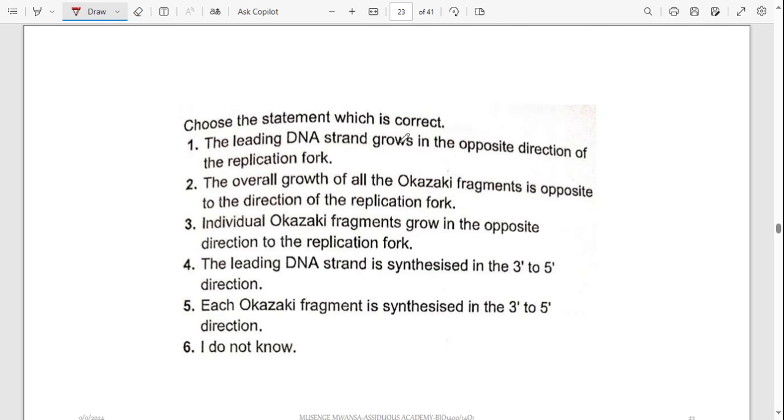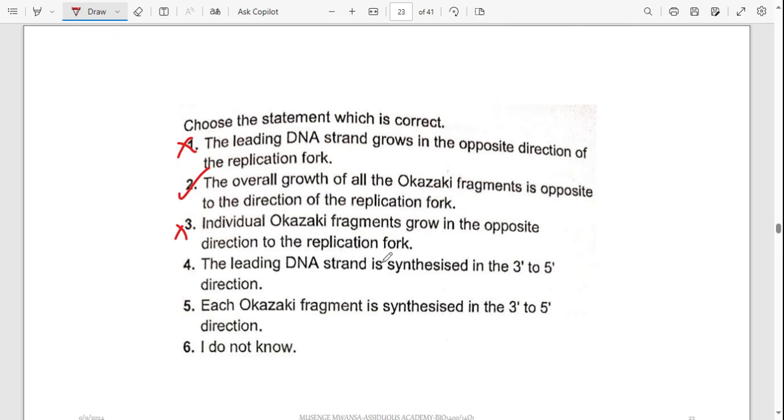The leading strand grows in the opposite direction. No, it's the lagging strand which does. The overall growth of all the Okazaki fragments is opposite to the direction of the replication fork. This is true. Okay. Individual Okazaki fragments grow in the opposite direction to the replication fork. Really not. The individual ones, they are being laid down by primase, and primase can put them in the forward direction.